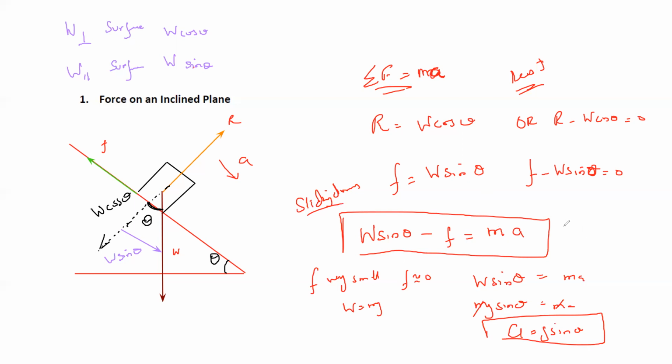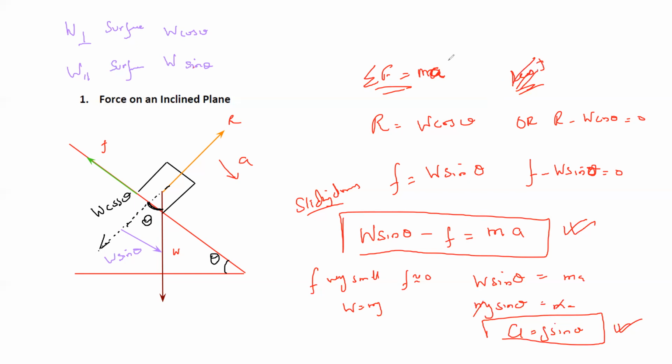If friction is not negligible, you will use this formula. If friction is negligible and they ask to get the acceleration on an inclined surface, in that case a will be equal to g sine theta. Is it clear, this part?